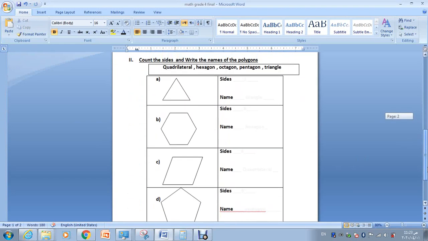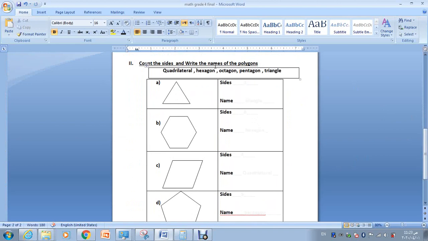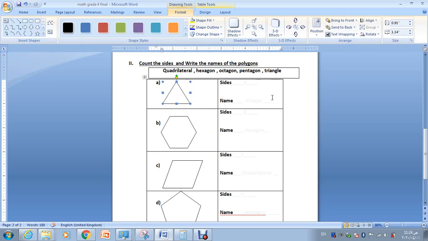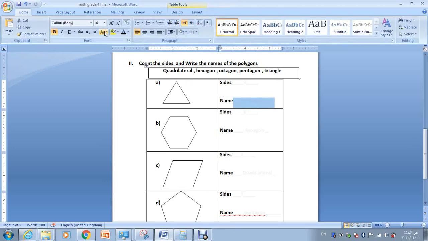Now it says count the sides. Next question, count the sides and write the names of the polygons. What's the name of this 3-sided polygon? We have here in the box: quadrilateral, hexagon, octagon, pentagon, and triangle. So we said that the word tri means 3. Tri means 3, and this is a 3-sided polygon, so the answer would be triangle. And how many sides are in the triangle? 1, 2, 3. There are 3 sides.